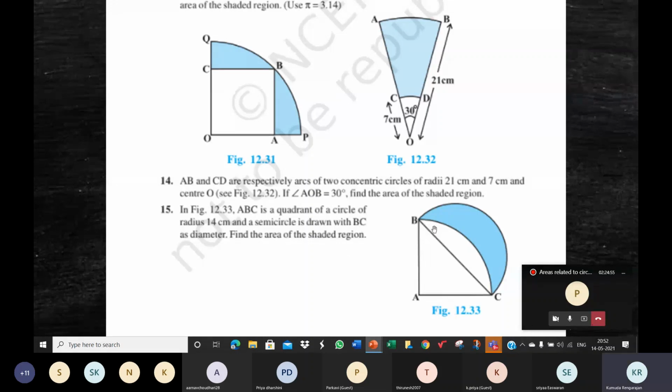So how do we find the area of this segment alone? It's the area of this quadrant minus the area of the triangle. The area of the quadrant minus the area of the triangle will give us the area of the segment. And then the area of the semicircle minus the area of the segment will give us the area of the shaded region.